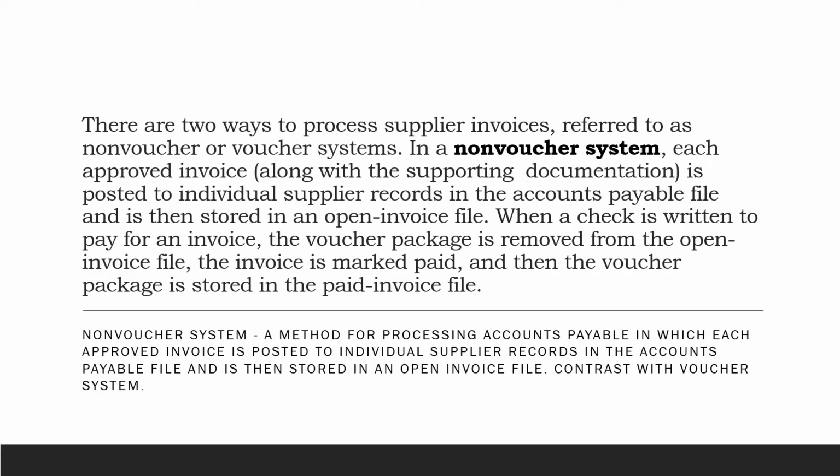Okay, so there are 2 ways to process supplier invoices, referred to as a non-voucher or a voucher system. In a non-voucher system, each approved invoice, along with the supporting documentation, is posted to the individual supplier's record in the accounts payable file and then stored in an open invoice file. When a check is written, the voucher package is removed from the open invoice file. The invoice is marked paid, and then the voucher package is stored in the paid invoice file. That's the non-voucher system.